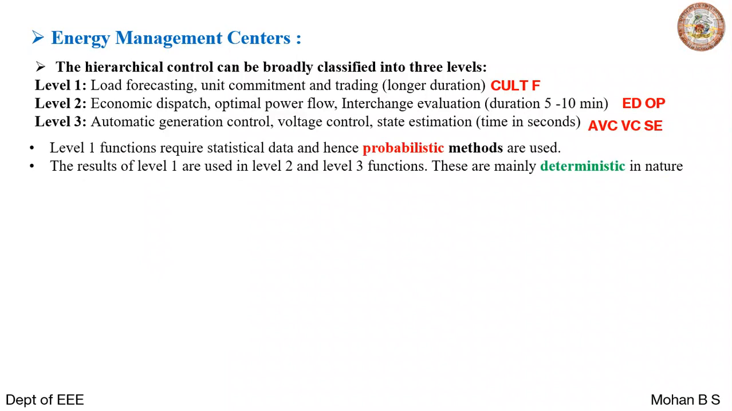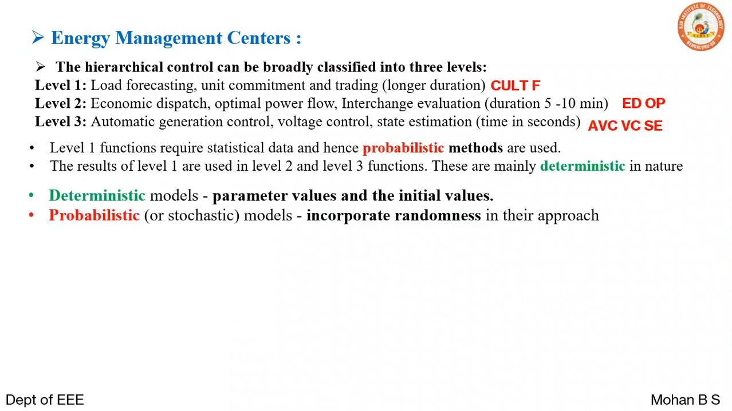So level 1 functions use statistical data, hence they use a method called the probabilistic method. The rest, level 2 and level 3, are deterministic in nature, and deterministic methods or models are used. So what is a deterministic model? It depends on the parameter values and initial values. Probabilistic methods have statistical data and incorporate randomness in their approach.